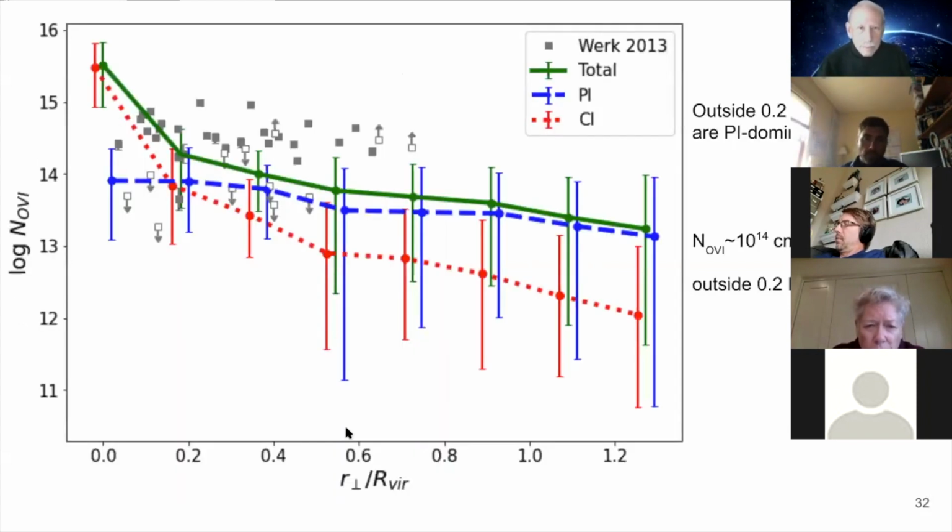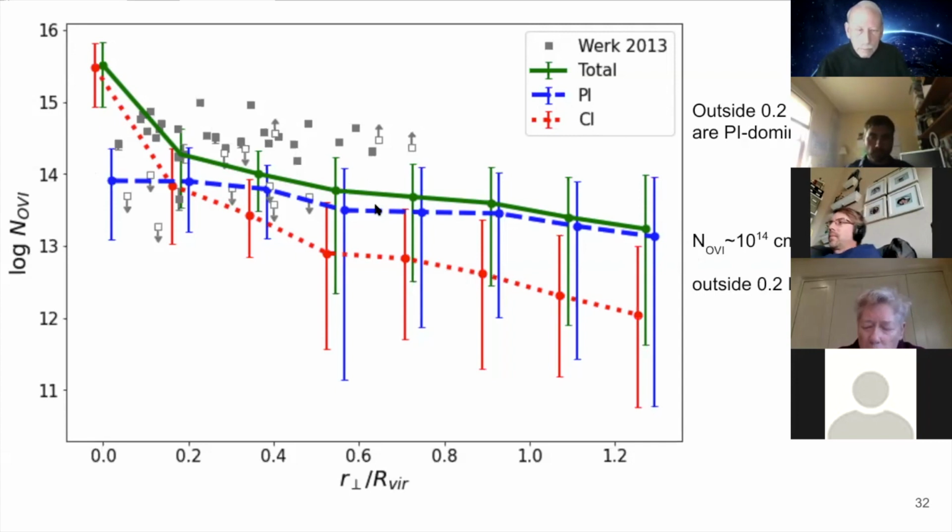Here's another look at the same thing. This is the median oxygen 6 column density as a function of impact parameter. In the green, we have our total amount of oxygen 6 that we detect. The blue dashed line is the photoionized amount, and the red dotted line is the collisionally ionized amount. We tell basically the same story: within about 0.2 R_vir, you have mostly collisionally ionized gas. Outside that, you have mostly photoionized gas. And the observations from COS-Halos are up here, mostly to say, one, we are under-predicting by a little bit, so that is relevant here.